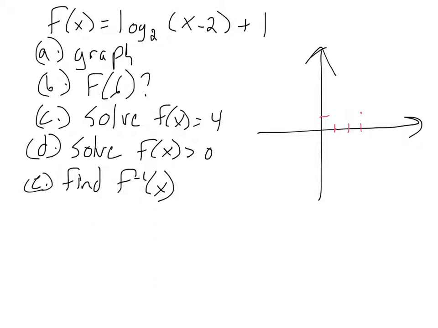So we know it has to go through the point 3, 1, because log base 2, before you shift it, goes through the point 1, 0. To find the new x-intercept, which is probably not going to be a nice even number, we set this equal to 0, and so we want to know when log base 2 of x minus 2 equals negative 1.